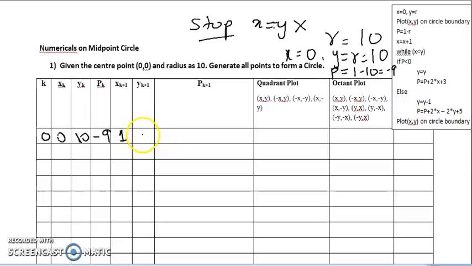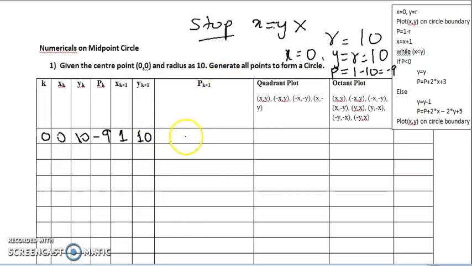What will be yk plus 1? Yk plus 1, y remains the same as y, because my p value is less than 0. It's a negative p value. So my y will remain as it is, that is nothing but 10.